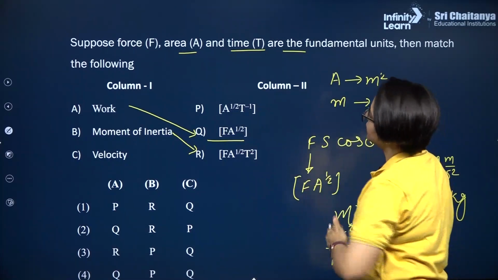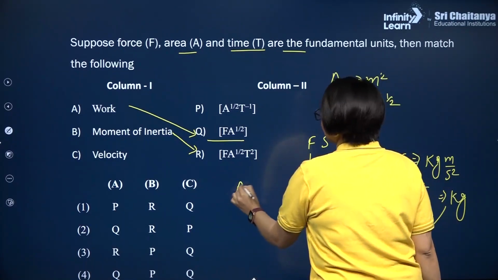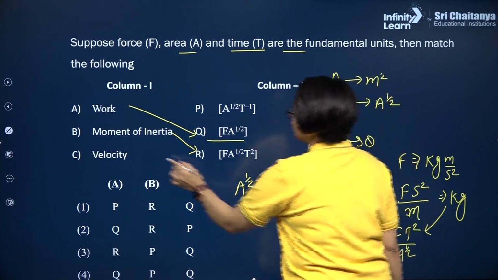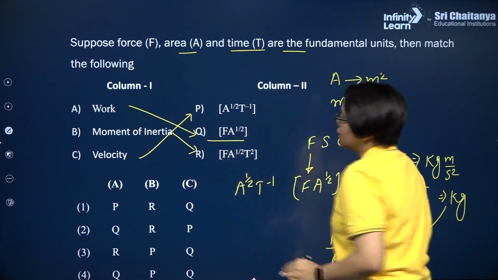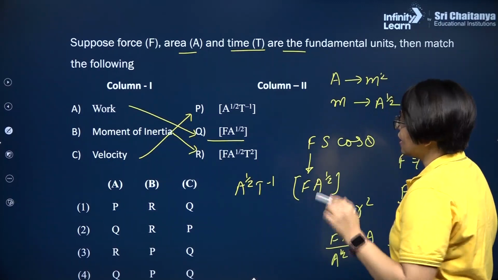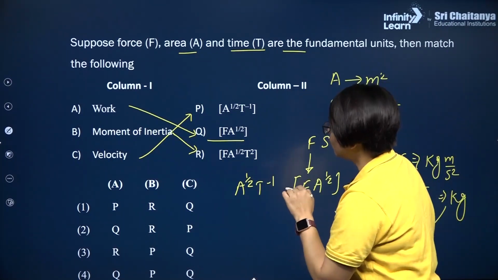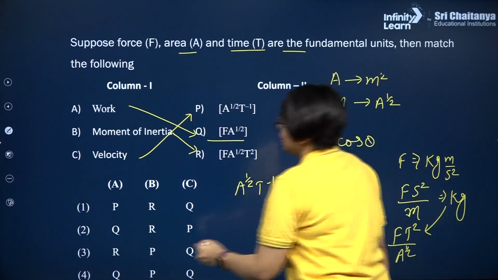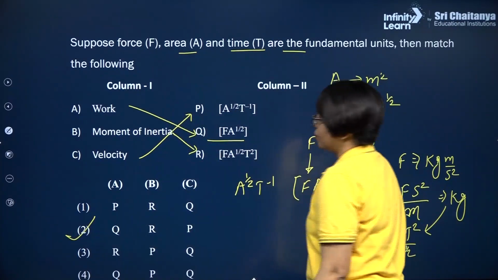Velocity is meter per second. Meter is area to the power 1 by 2 and per second is time inverse, right? So C is matched with P. So we have the correct answer as A-Q, B-R, C-P, which is option 2.